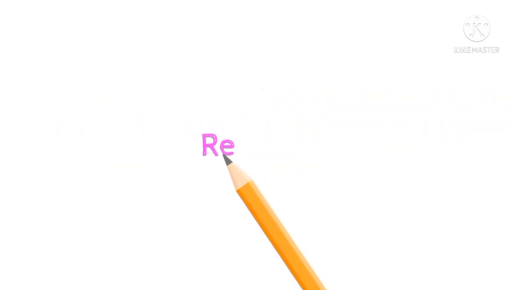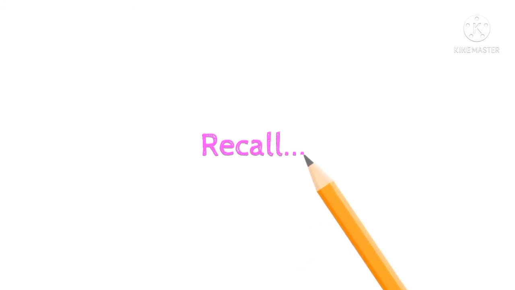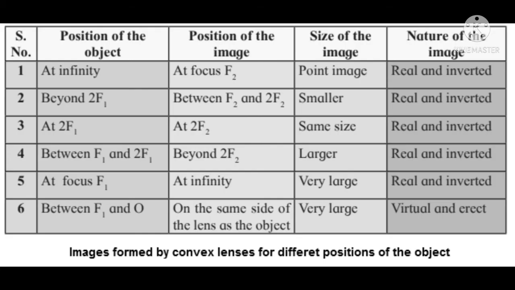Okay students, now let's recall these 6 conditions with a small tabular column. In this tabular column, we can see the 6 conditions: position of the image, size of the image and nature of the image. From this tabular column, we can understand that for all the conditions, the image formed is real and inverted except the condition between F1 and O.